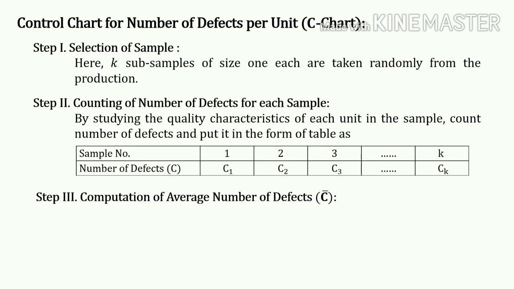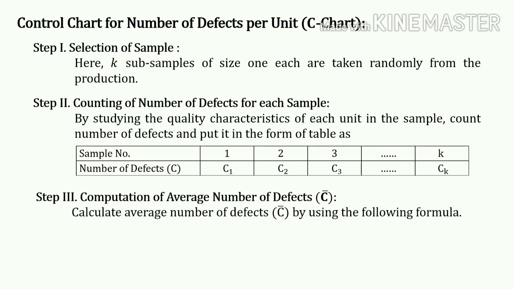Step 3, computation of the average number of defects, that is C bar. We use the following formula to calculate the average number of defects: C bar is equal to summation Ci divided by k, that is, the sum of all numbers of defects divided by k subsamples.